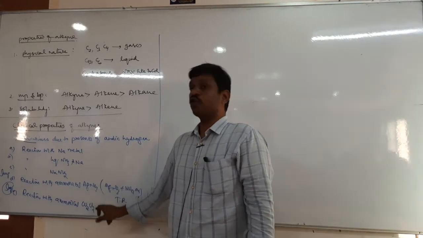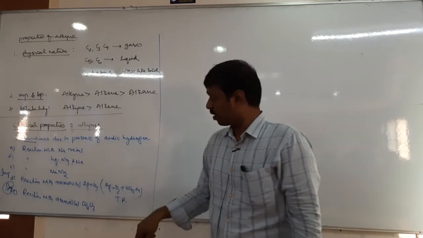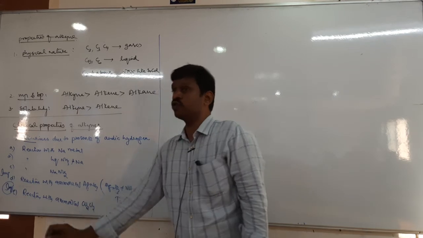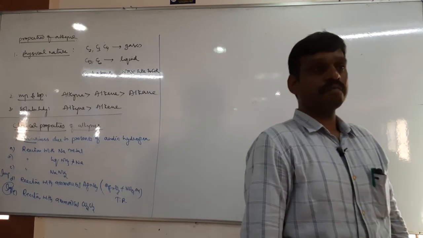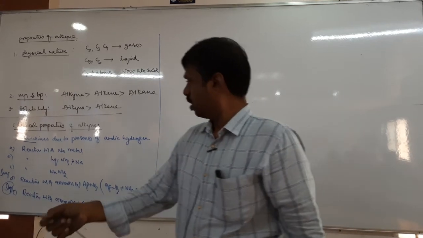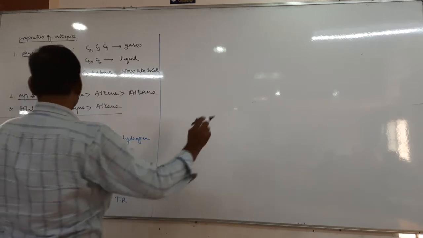And this is also a previous question. Reaction with ammoniacal cuprous chloride. Due to presence of acidic hydrogen, acetylene can react with cuprous chloride, where the acidic hydrogen is replaced by copper, which gives a red precipitate. So these two are very, very important questions. And let's see the reactions here. First one, tell me a reaction due to presence of acidic hydrogen.